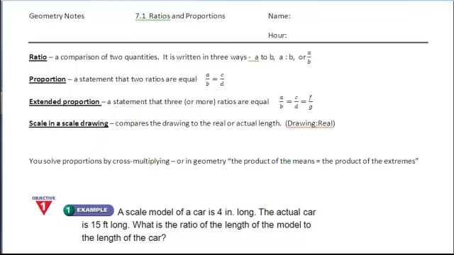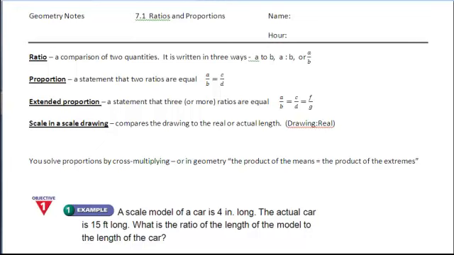Today we're going to talk about section 7.1 on ratios and proportions. It's incredibly important that you know how to solve ratios and set up ratios and solve proportions in order to be able to successfully test your assessment for chapter 7.